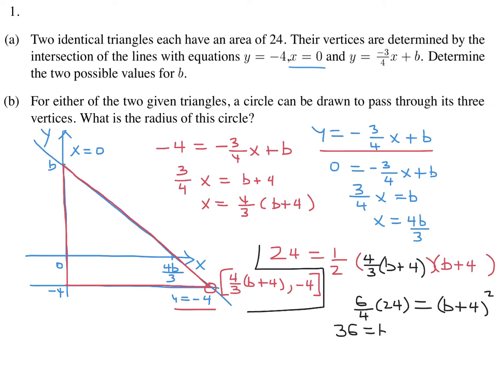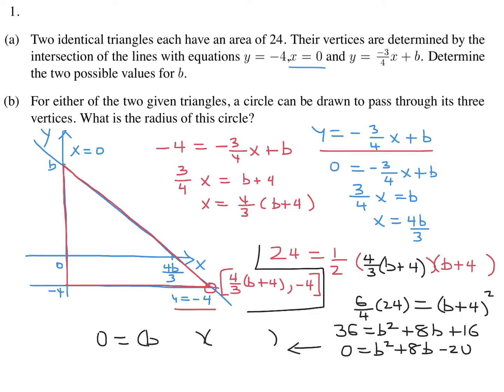And then expand this out: b squared plus 8b plus 16. Put it all on one side, and you get b squared plus 8b is -20. That factors really nicely into (b plus 10)(b minus 2). So b is either -10 or +2. And that is the solution for part A.